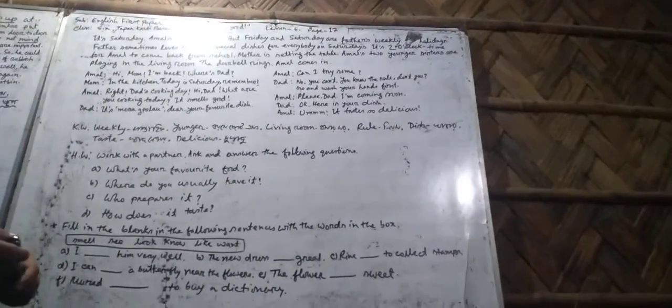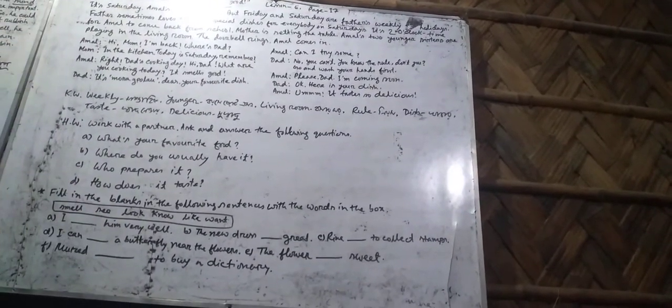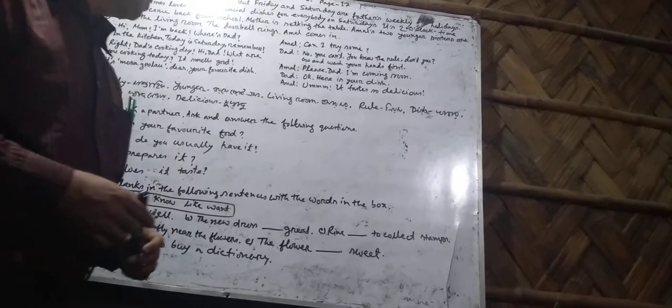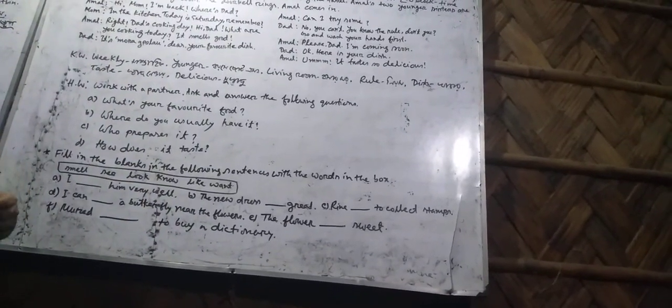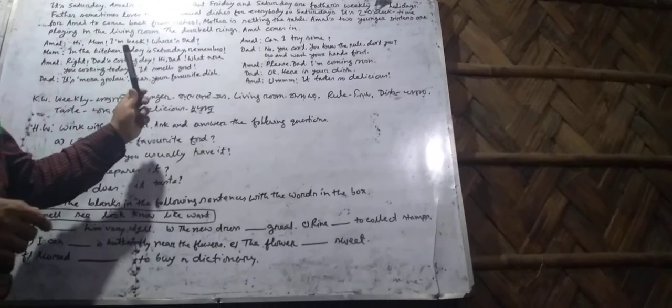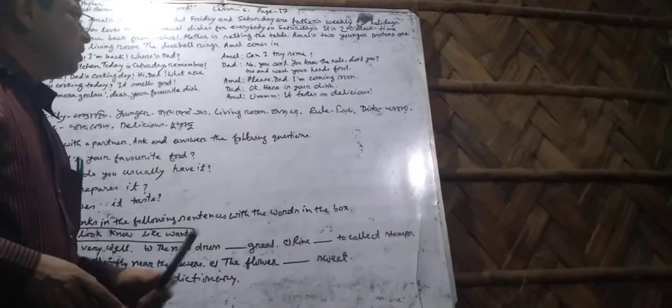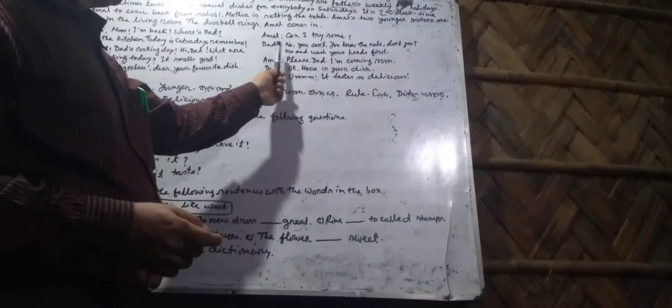Hi dad, hi baba, what are you cooking today? Apni aaj ki ranna korchen? It smells good, bhalo sugondho asteche. Dad, baba bolteche, it is morog polau. Eta morog polau dear, priyo, your favorite dish, tomar priyo khabar. Ebar Amol bolteche, Dad, can I try some? Ami ektu kheye dekhte pari? Dad, no, you can't. Na, tumi paro na.